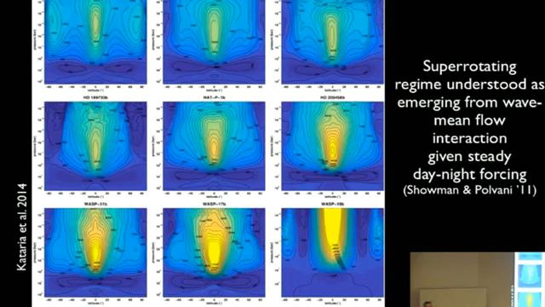And so this super rotating regime is actually understood, or at least the explanation that's out there, and I think it's a pretty good one, is that there is a wave mean flow interaction, and at the end it boils down to the nature of the forcing. Being large scales and having this day side forcing leads to this strong wave mean flow interaction. And this type of interaction has been shown, in a very simplified 1+1 model, to lead to this super rotating regime. So I think most people in the community believe that's the explanation for what's going on.